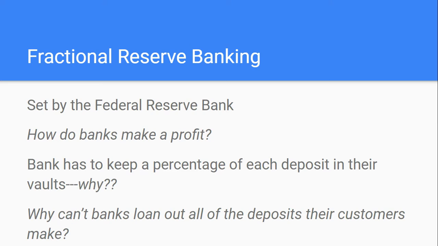So if everybody in our AP Macro class has a checking account, banks, by law set by the Federal Reserve, have to keep a certain percentage. And right now that percentage is anywhere between 10 to 15%, depending on the size of the bank. So the question I ask is, why can't banks just loan out all of the money? So for example, if we each put $1,000 in our bank, why can't banks just take that $1,000 and loan it all out? So I'll give you a second to think about it.